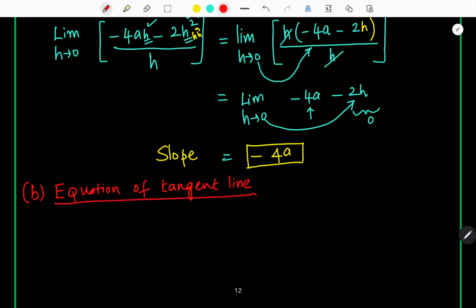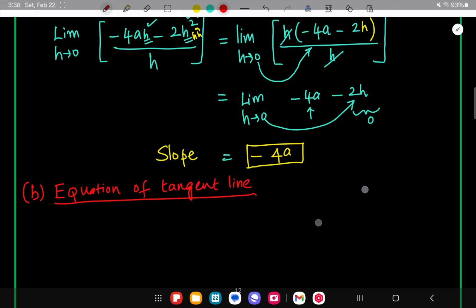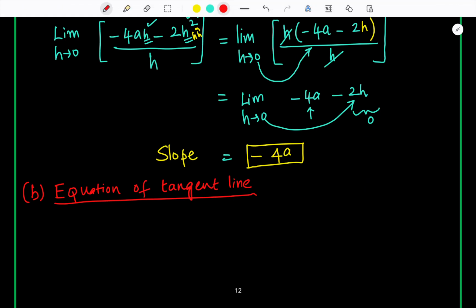So what is the equation of the tangent line? Let me go again. There are some points given. Okay, let me go back. What happened? It's not moving. One minute.